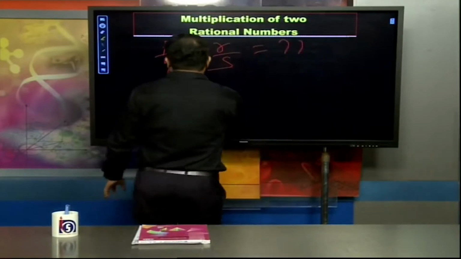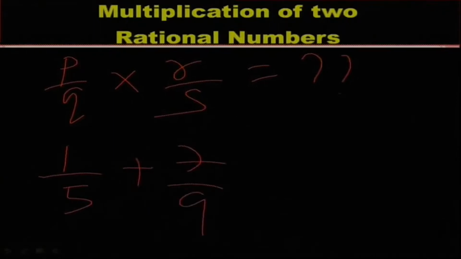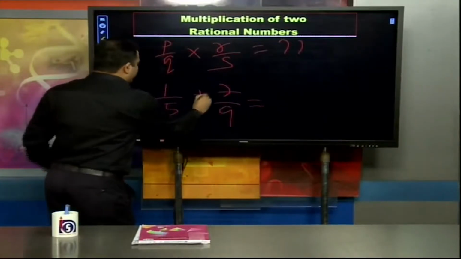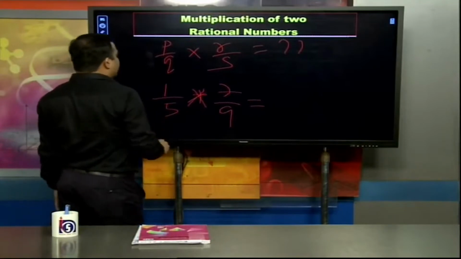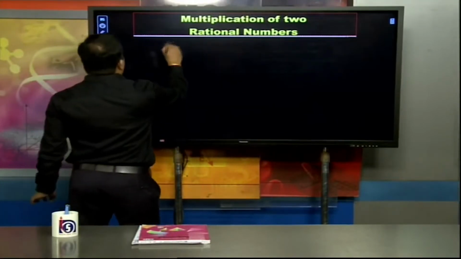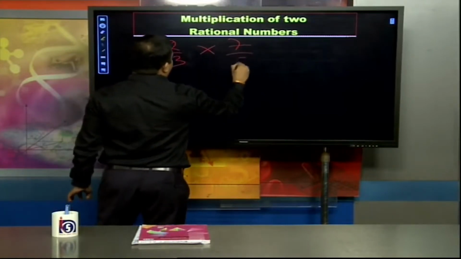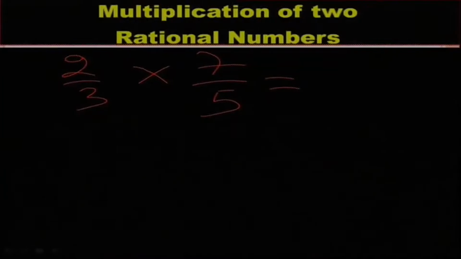For example, suppose 1 by 5 multiply with 7 by 9. How we have to find? Again I would like to tell you, suppose 2 by 3 multiply with 7 by 5. Okay, this is the multiplication of two rational numbers.